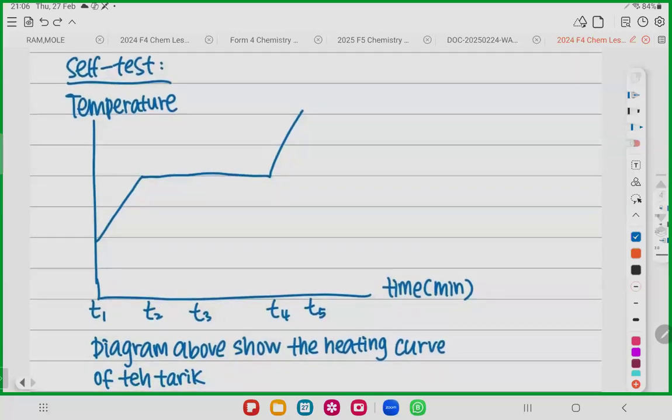This is a heating curve. How do I know? I saw a staircase. I know this is a heating curve. How many staircases do we have? Only one staircase.